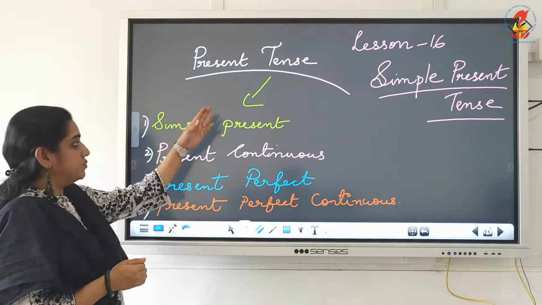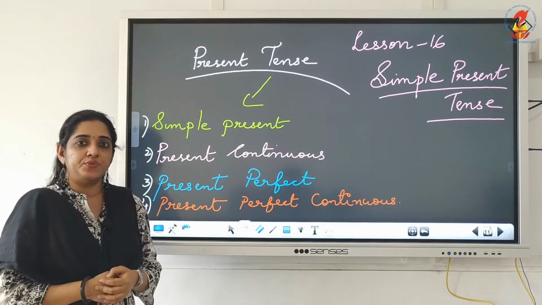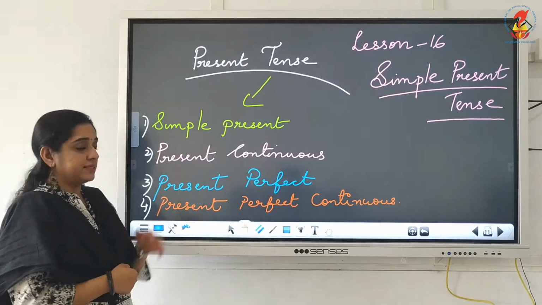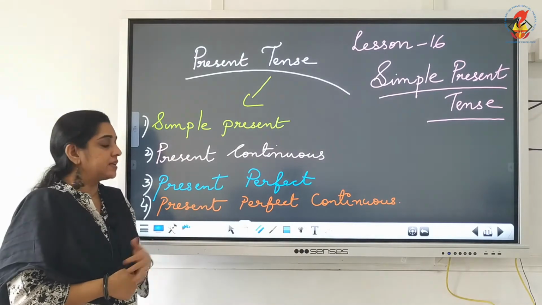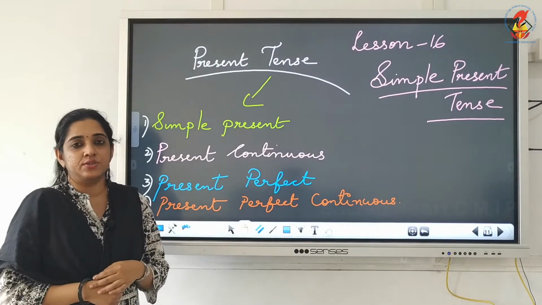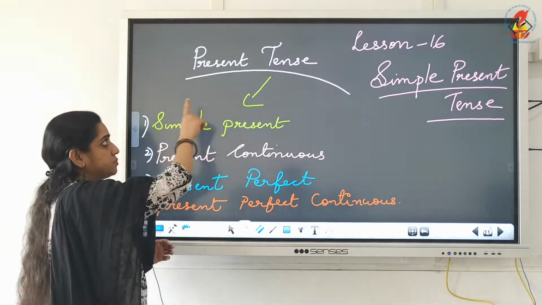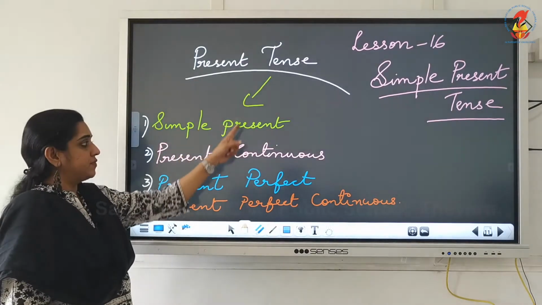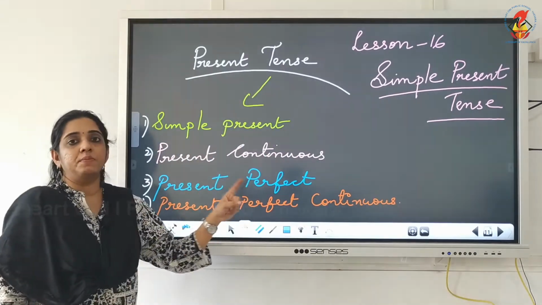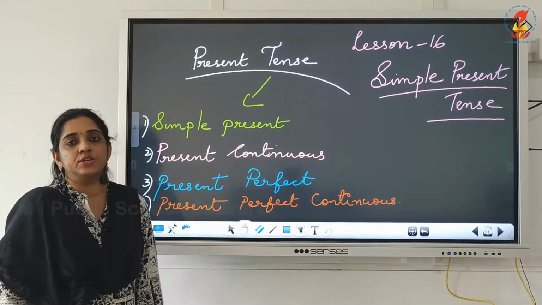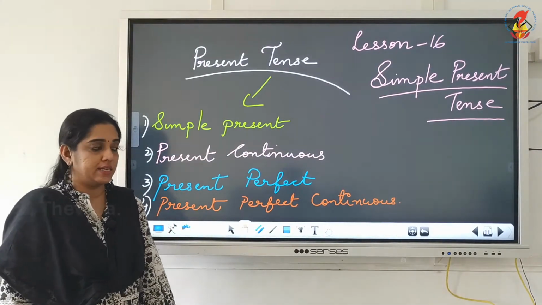Present tense can be divided into four. Which are they? Simple present, present continuous, present perfect, present perfect continuous. These are the four divisions of present tense. Okay, the main heading is present tense, and the four divisions are given here. These are the four divisions which come under present tense.